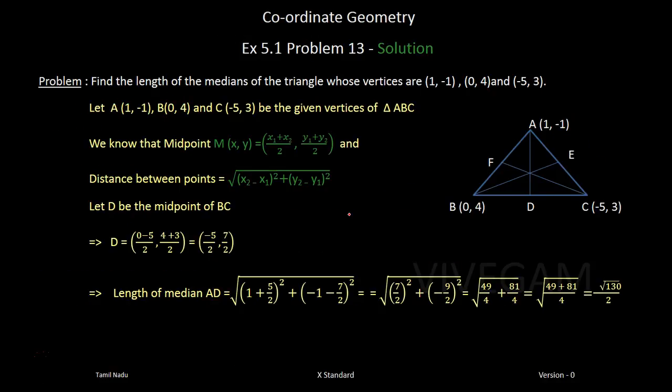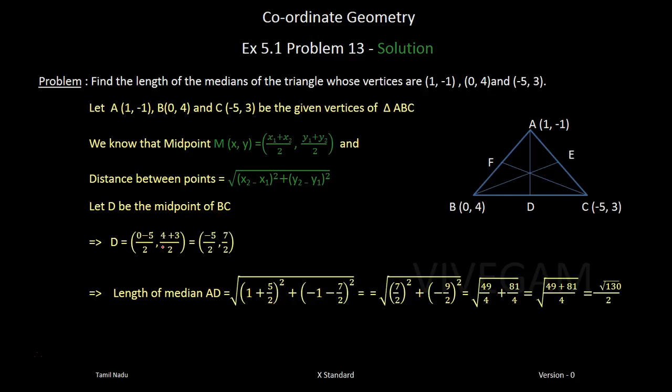The solution. The 3 points are taken as A, B, C, and the midpoint is given by the midpoint formula. The distance formula is used to calculate the distance. So let D be the midpoint of BC. Okay, please refer to the figure.